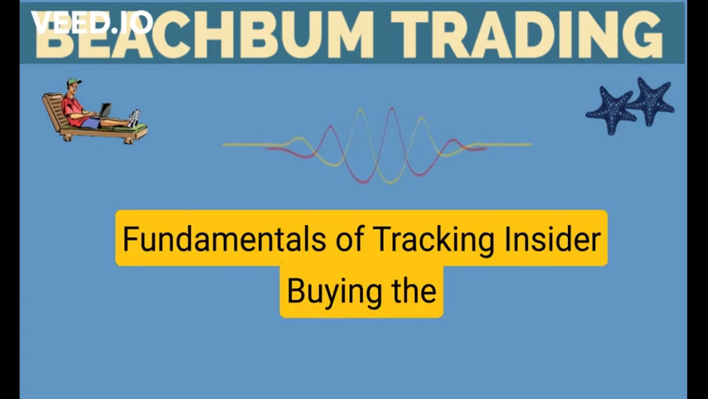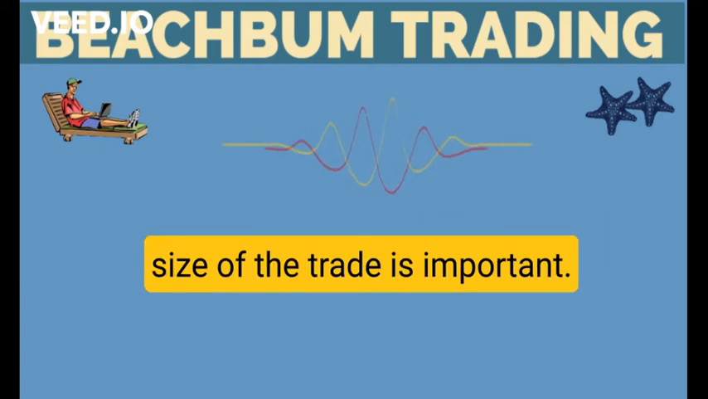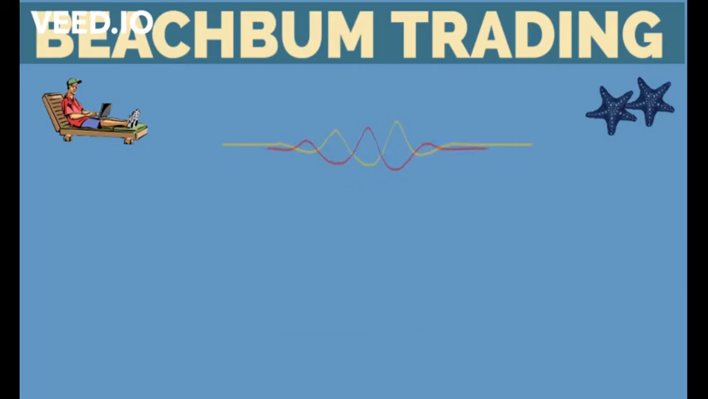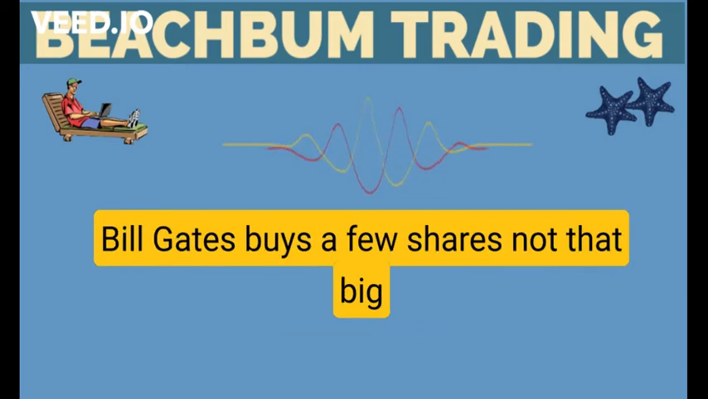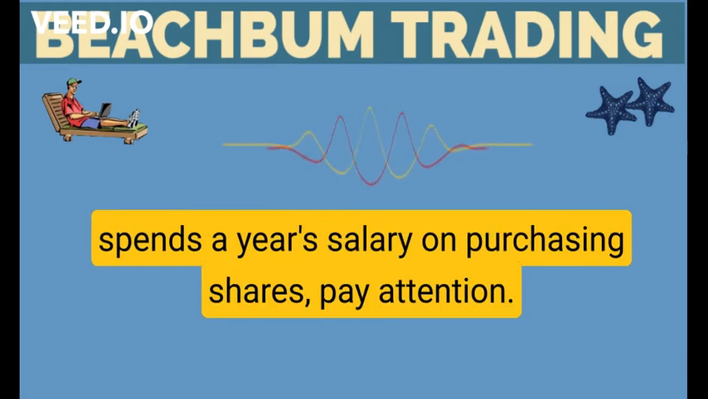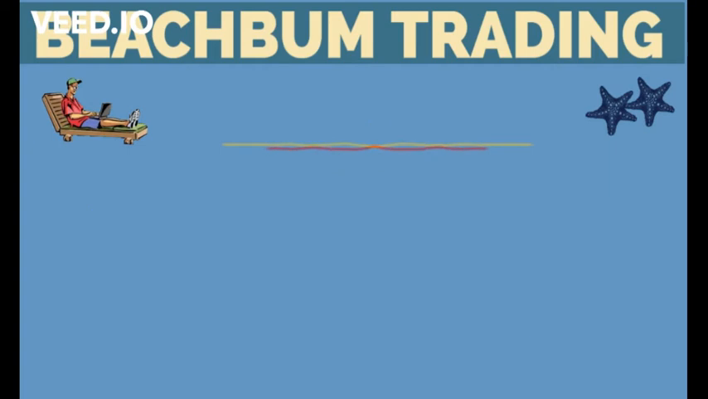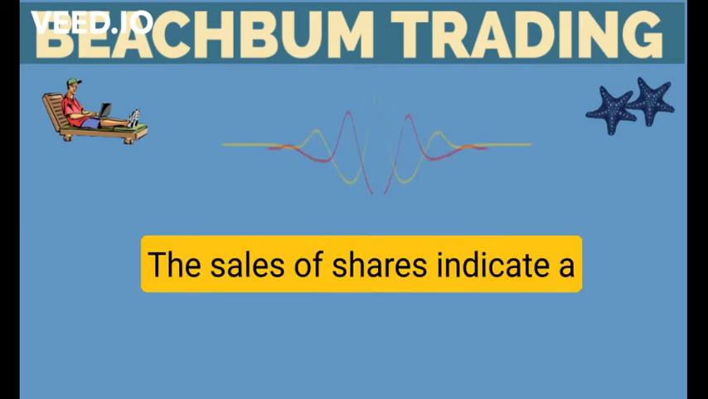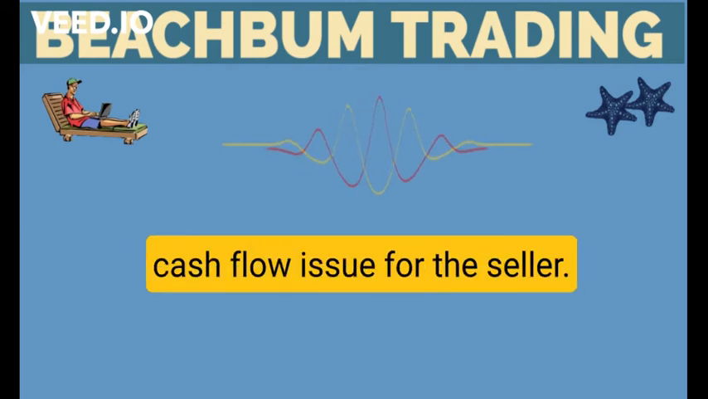Fundamentals of tracking insider buying. The size of the trade is important. The dollar value of a buyer equals emphasis. If Bill Gates buys a few shares, not that big of a deal, but if the regional vice president spends a year's salary on purchasing shares, pay attention. The type of dealing is important. Buying exemplifies far more impact than selling shares. The sales of shares indicate a cash flow issue for the seller.